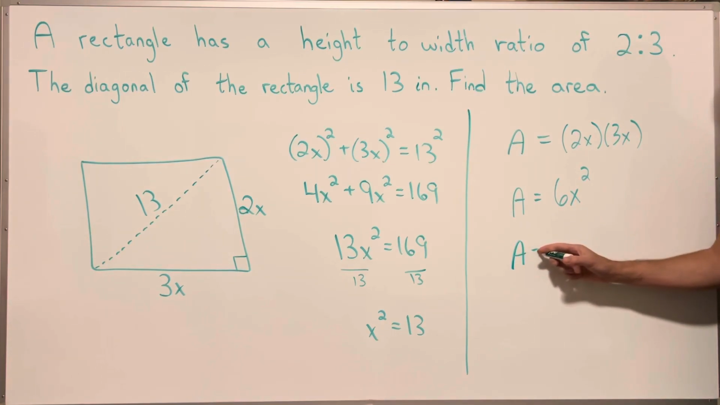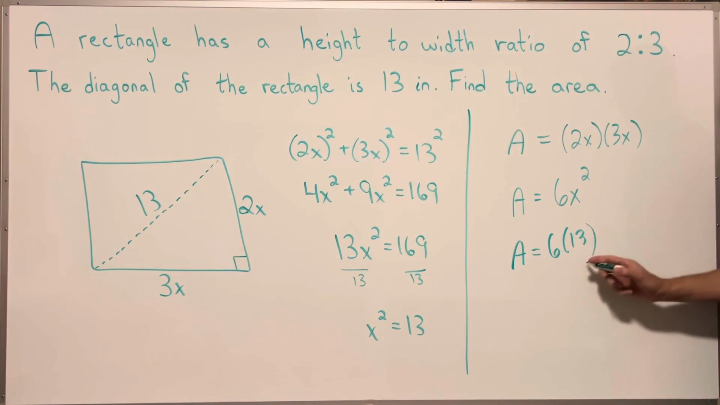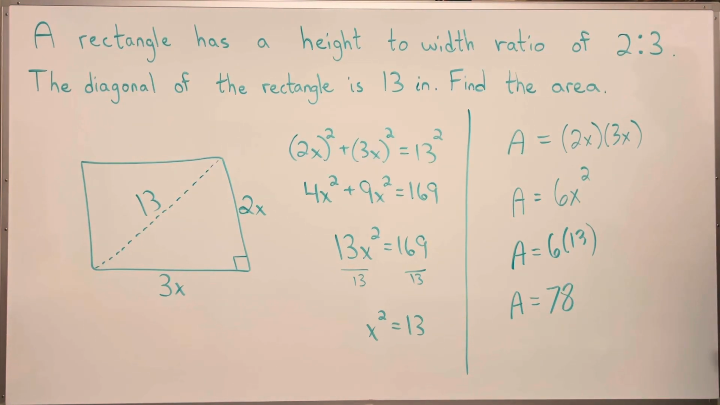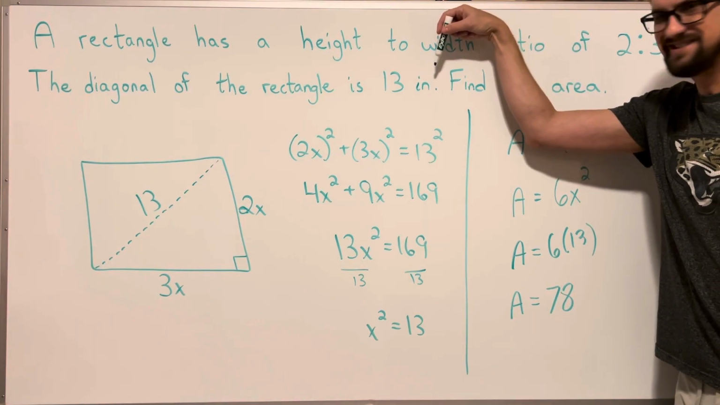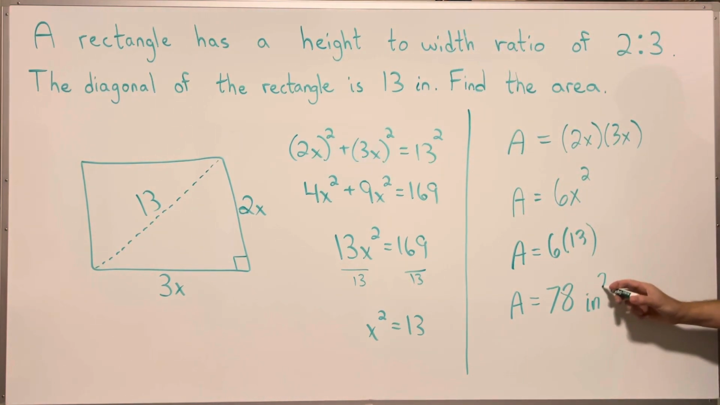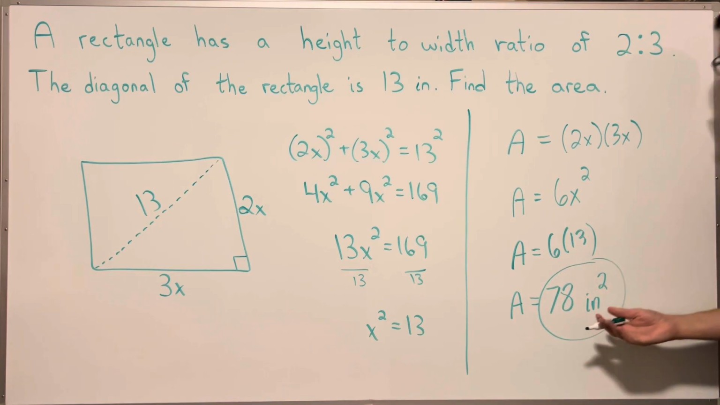So the area is going to be 6 times 13. And that comes out to 78. And since the diagonal was in inches, the area is going to be inches squared. There you go.